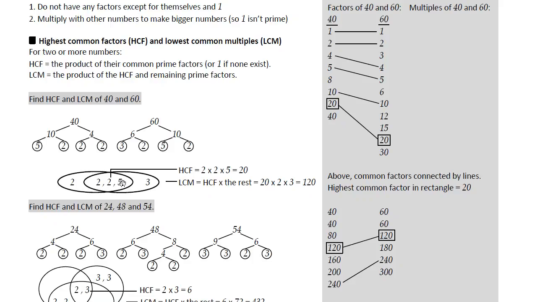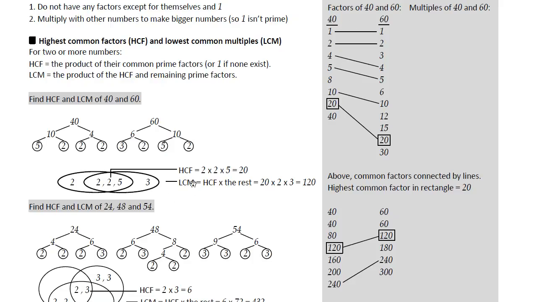So 2, 2 and 5 are the common bits, and in fact if you multiply those together you get the HCF. If you multiply the common bits, the bit that goes into both of these circles, you get the HCF. 2 times 2 times 5, 2 times 2 is 4, 4 times 5 is 20. 20 is the HCF, and it's the same result as we got here. It should be the same result if you did it the right way, of course.